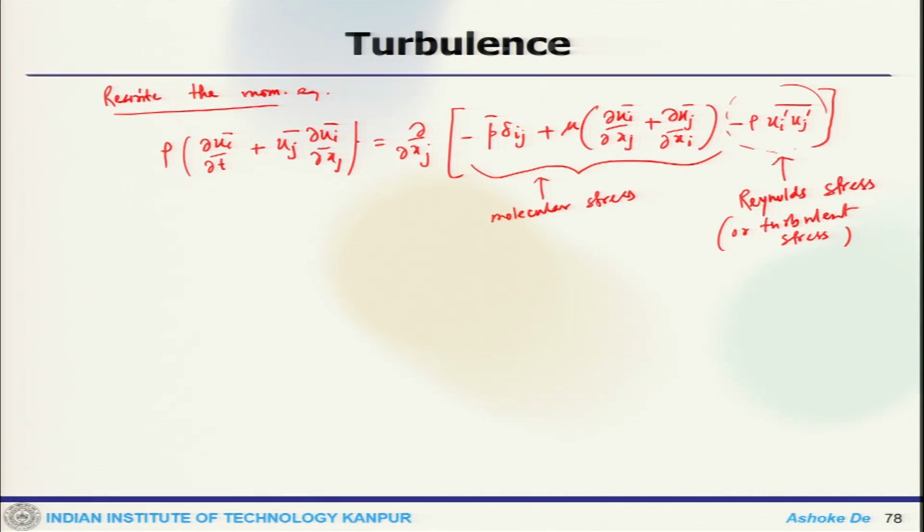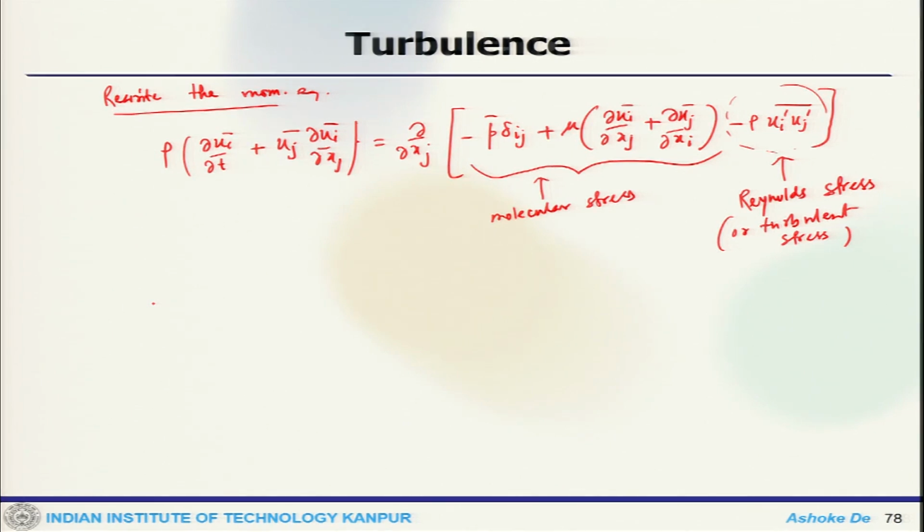Now, one can interpret that the turbulent fluctuations act on the mean flow as if they induce an additional stress, which is a direct result of the averaging, and this additional stress originates from the transport of mean momentum by turbulent fluctuations. So, this is how one can interpret it.